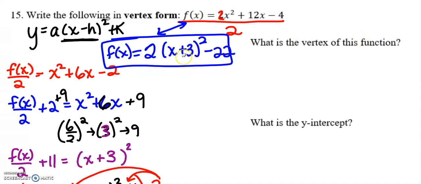Well, the vertex comes from our h value and our k value. So negative 3, comma, negative 22. Because this function would have moved to the left 3 and down 22.